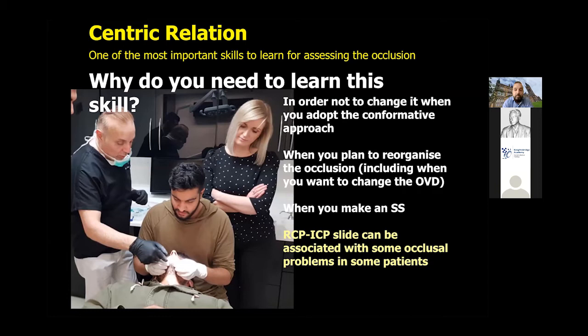Now, when you plan to reorganize the occlusion, when you want to change the OVD, for example, when we want to manage a case of tooth surface loss, we don't have anymore a reproducible position in ICP, in intercuspal position. We don't have a reproducible bite. So we need another reference point, another reproducible, repeatable, reliable position, the 3 Rs, which is the centric relation, because centric relation is still there, because it is a jaw relationship.